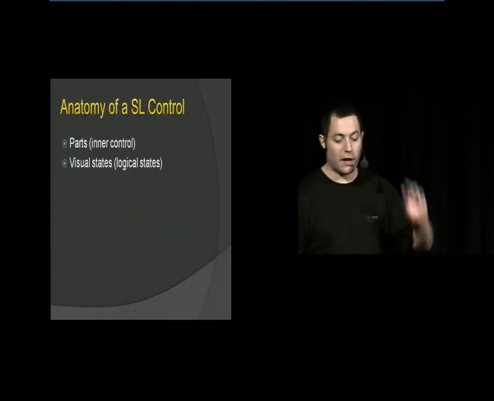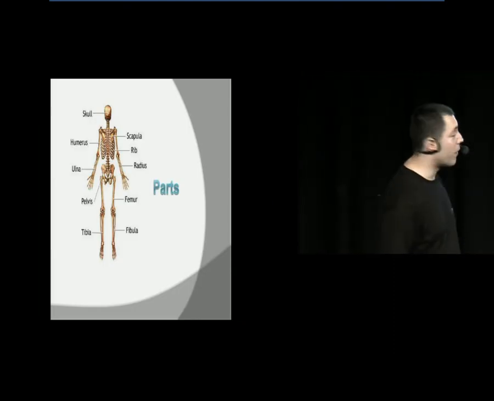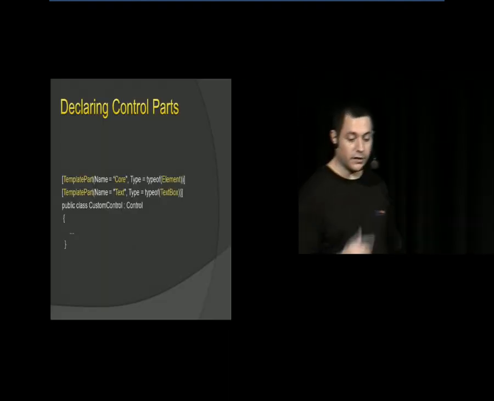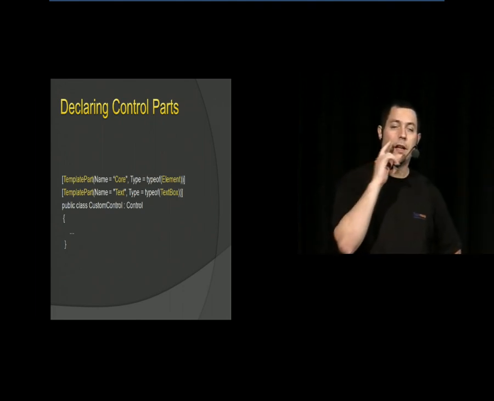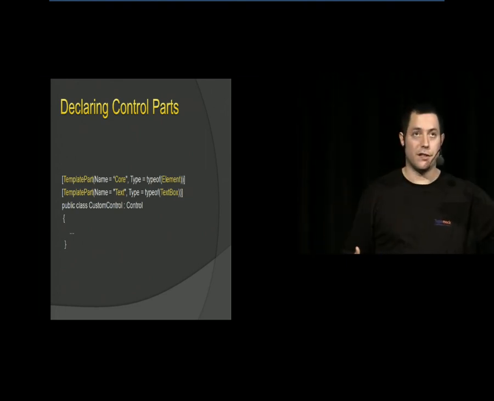So the control has parts. That's the inner control. So think of it like a skeleton. In our control, our skeleton has multiple parts as well. These are the template parts. We have core and we have text, and they have types. But there has to be a corresponding set of types in the XAML.